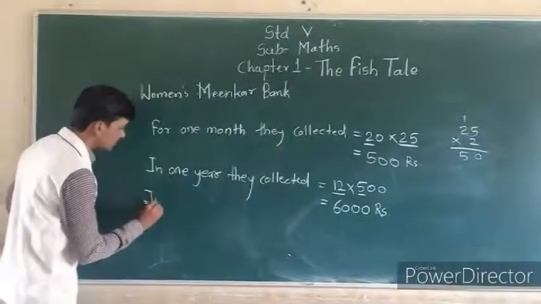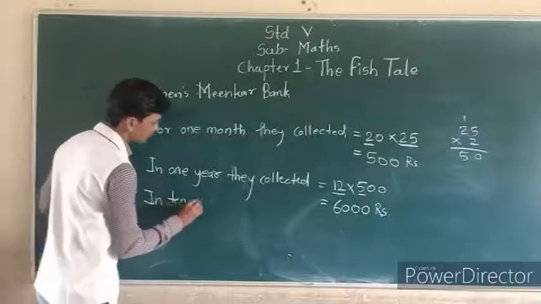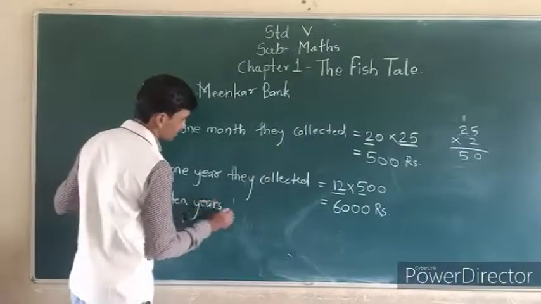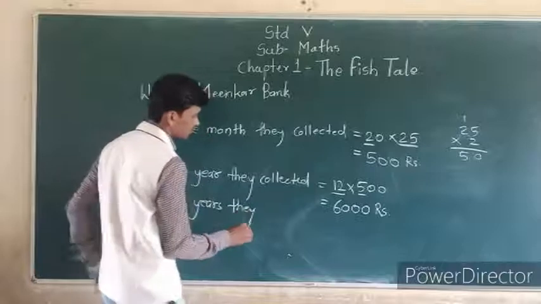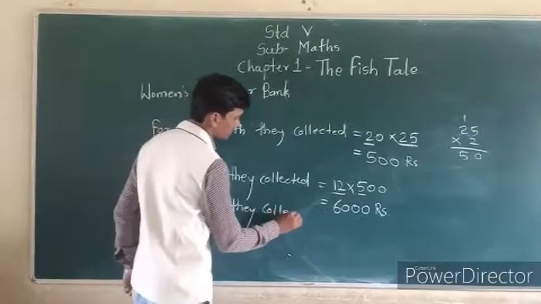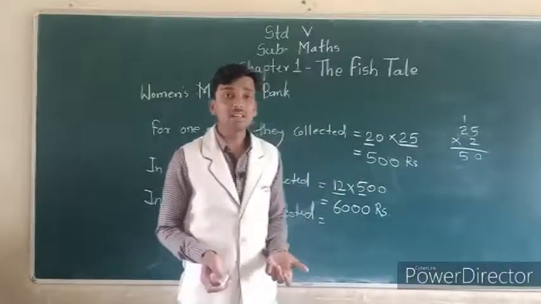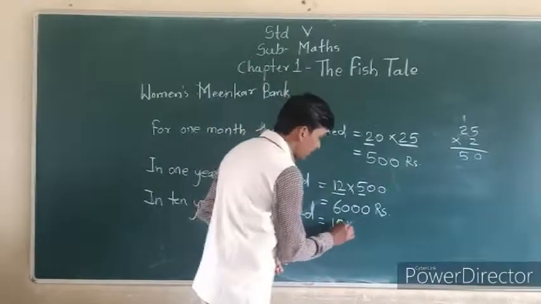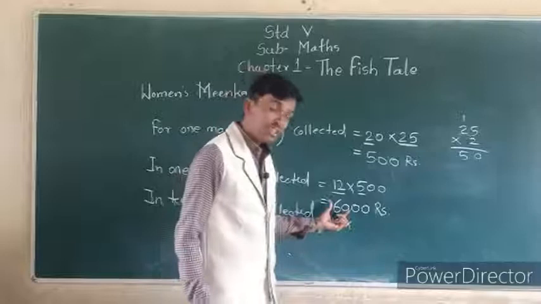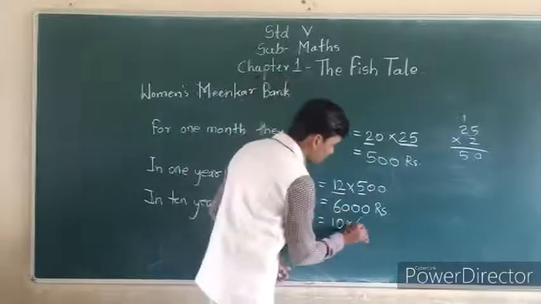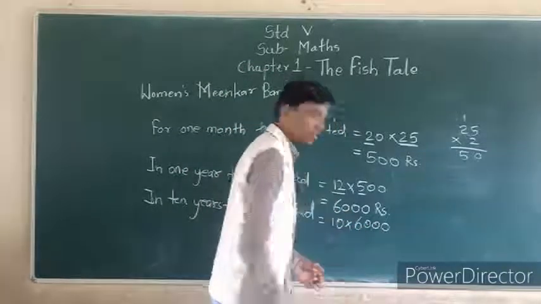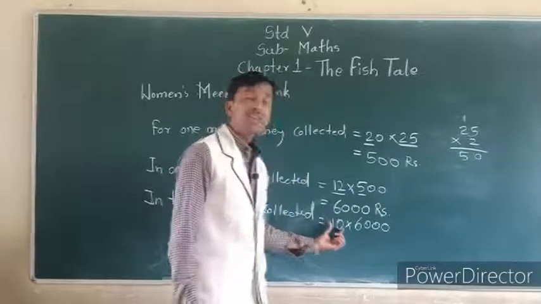In 10 years, how to find for 10 years? You can write here 10. In 1 year they can collect 6,000. So write here 6,000. See, once again, in 10 years we can find.